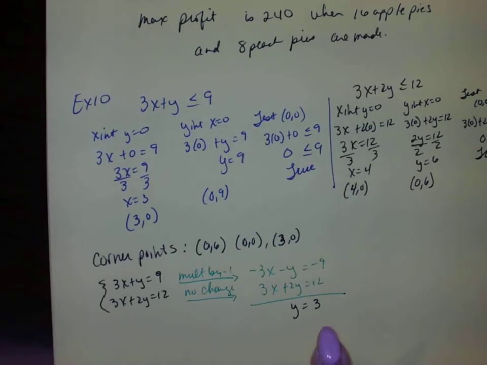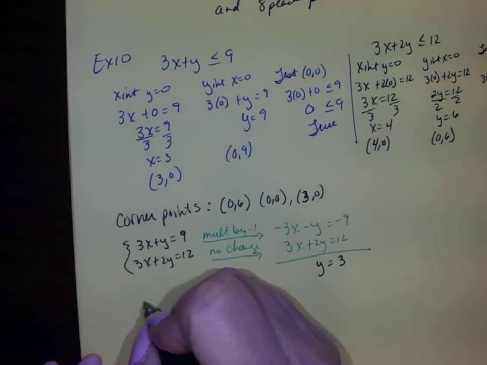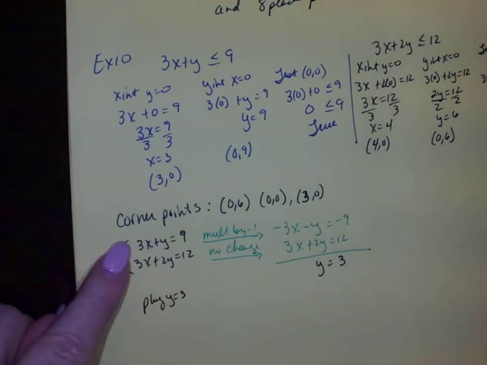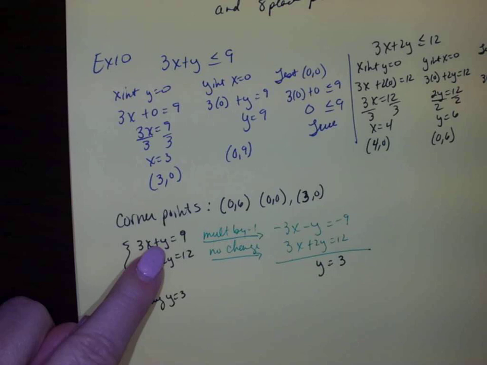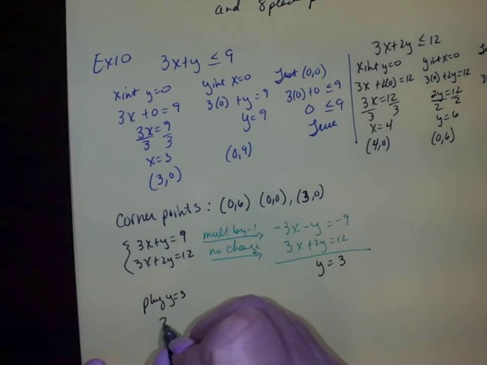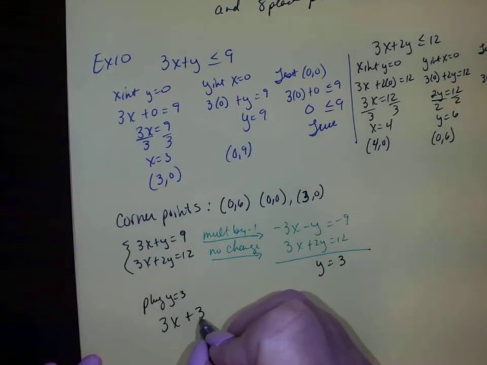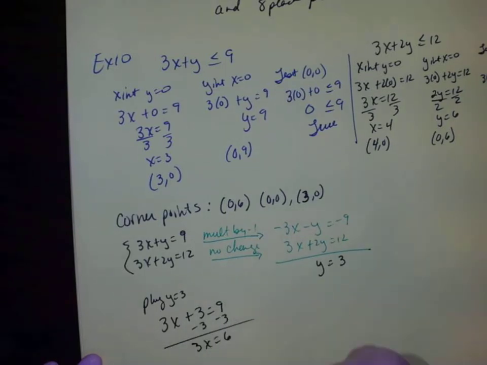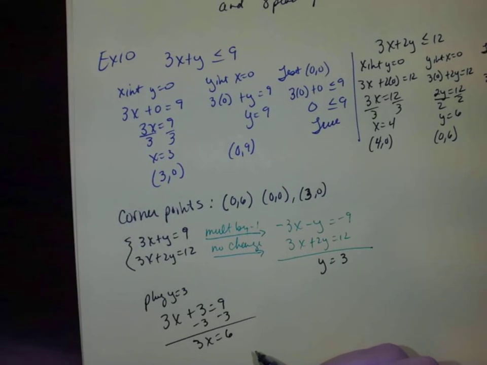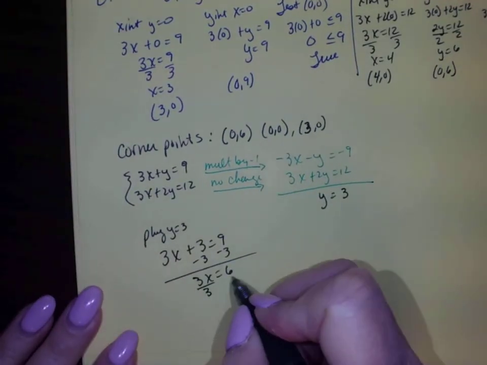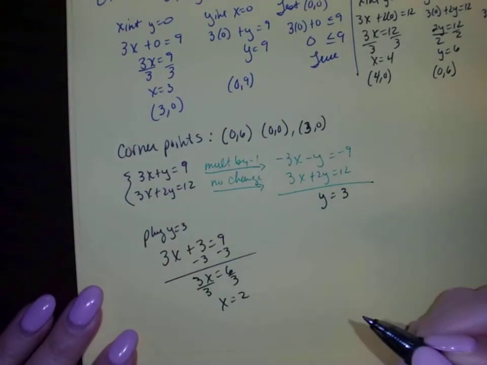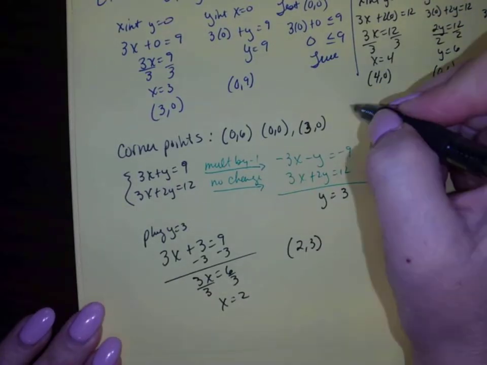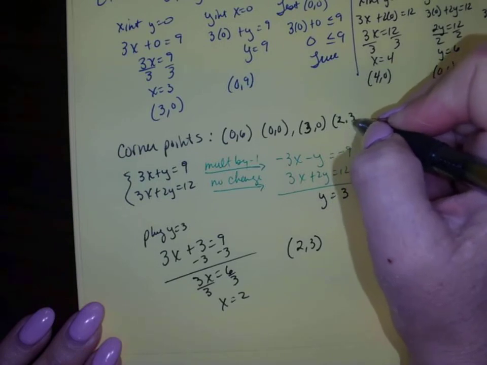Now once I have the y value, I can plug y equals 3 into either one of my equations. I'm going to choose the top one because I don't have to multiply it by a 2. So 3x plus 3 equals 9. Subtract our 3 over. We get 3x equal to 6. Divide by 3, and we get x equals 2. So the 2 and the 3 become an ordered pair, and they also become our last corner point.